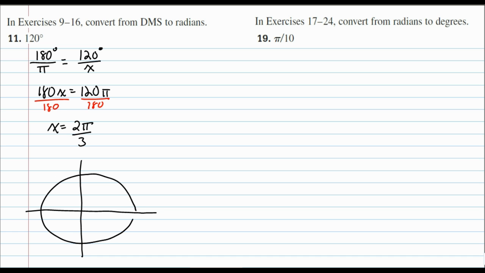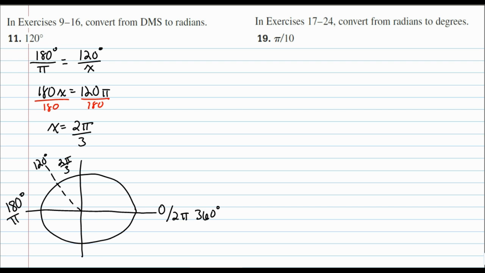Now, if I were thinking about it the way I described in the previous examples, again, I've got a circle which has 0 radians here and 2 pi radians here, which is also 360 degrees. 180 degrees is over here along with pi radians. I'm looking for 120 degrees. So 120 degrees is past 90 and not quite to 180. It's about 2/3 of the way to pi radians. So this would be 2 pi over 3.